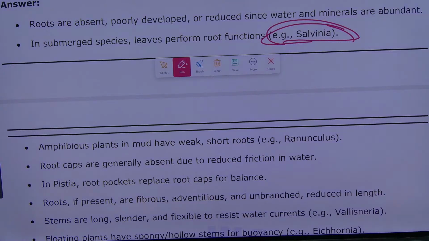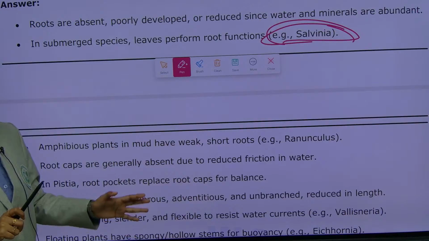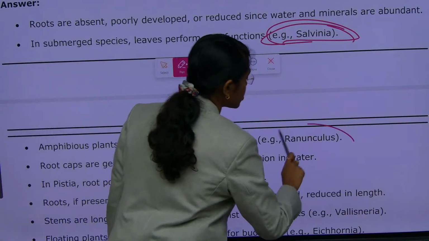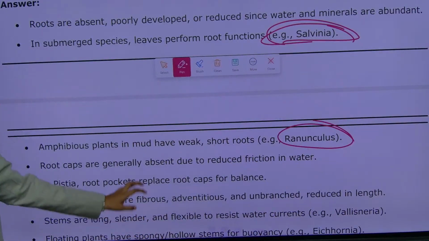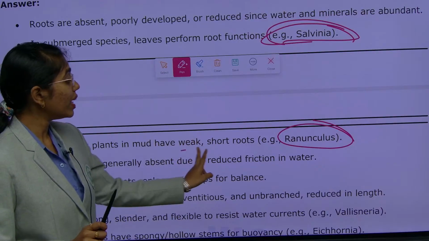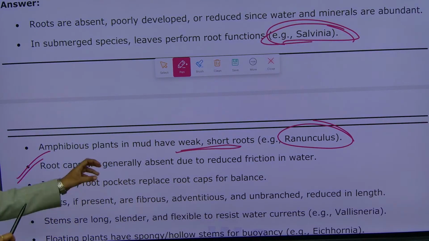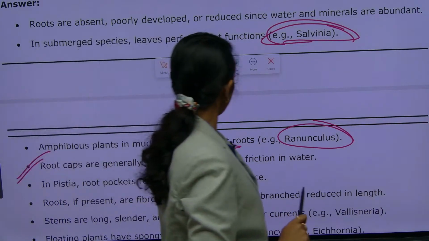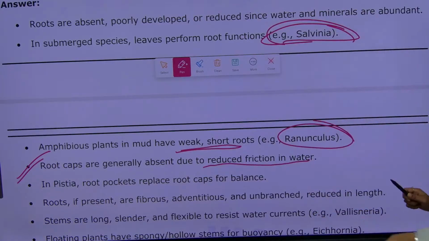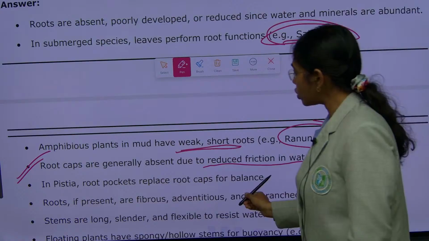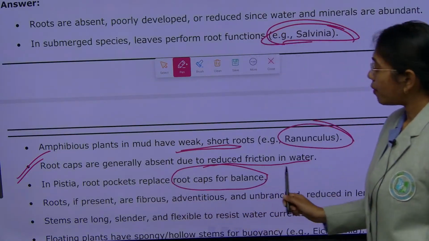And then, amphibious plants. The best example you can take is Ranunculus, right? Amphibious plants in mud have weak and short roots. You can take mosses as an example. Root caps are generally absent due to reduced friction in the water. And if you see Pistia, root pockets will replace root caps for balance.